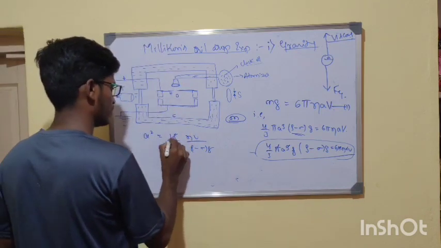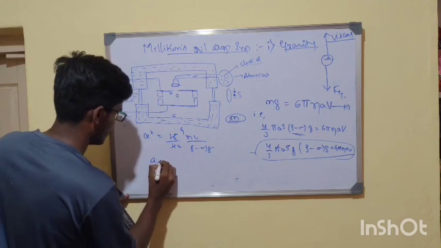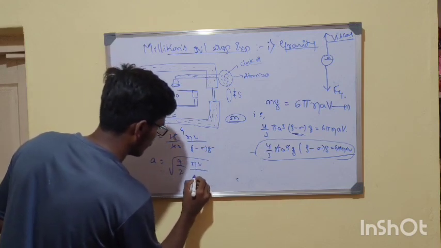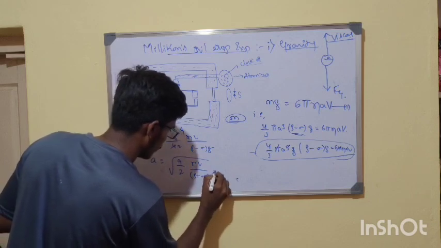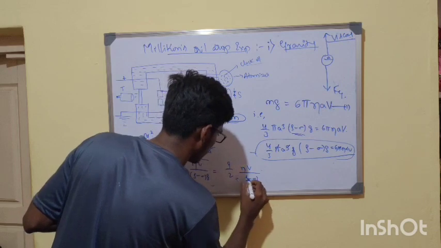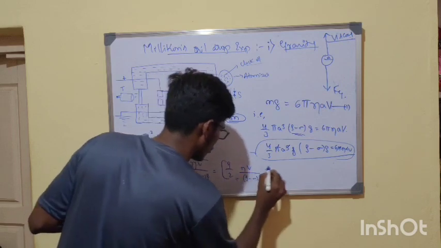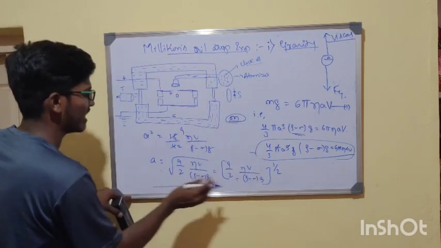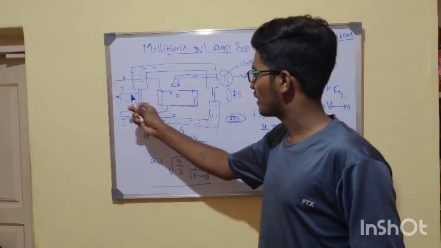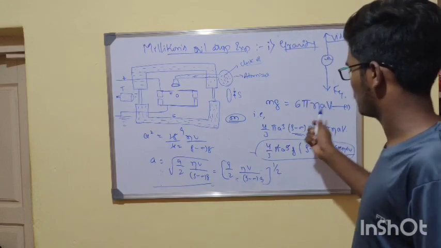Here 2 1 2 is 9. A is equal to the square root of 9 by 2 eta v divided by rho minus sigma g, or you can say 9 by 2 eta v divided by rho minus sigma g whole raised to the power of 1 by 2. This is the radius of the oil droplet that they are observing through the microscope. This is the radius of the oil droplet.